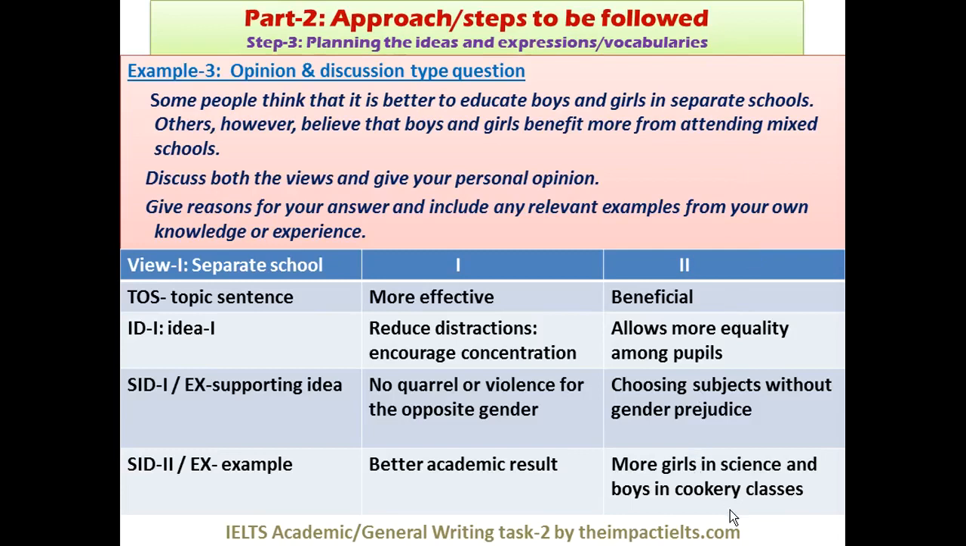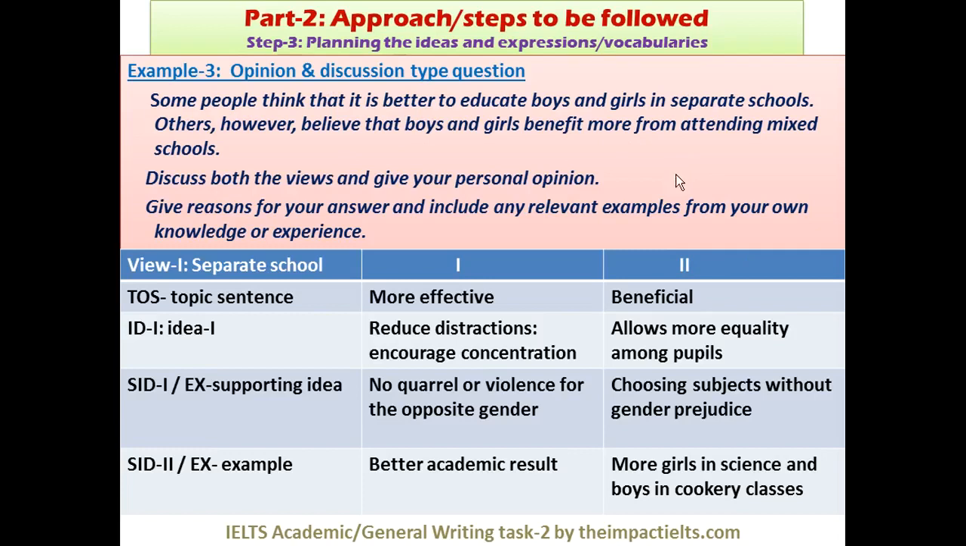Otherwise, what happens, I'm just explaining it to you, is that if boys and girls are separated, boys will hesitate a lot before opting for the cookery classes. I think that point is quite clear to me. Now let's talk about view 2, because this was view 1. The second is saying that boys and girls benefit more from attending mixed school, right?